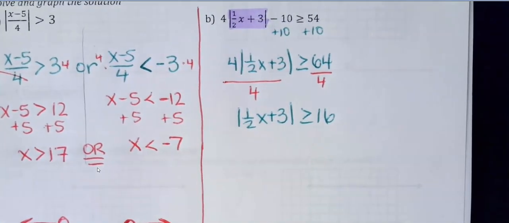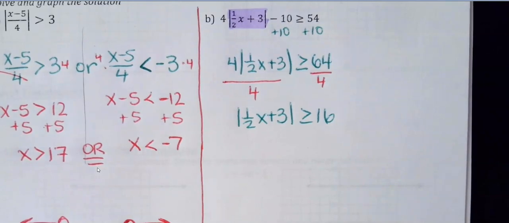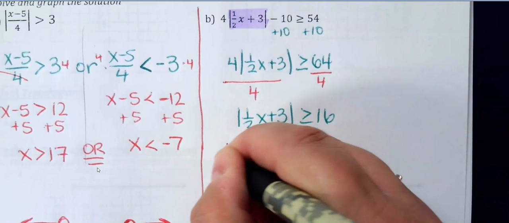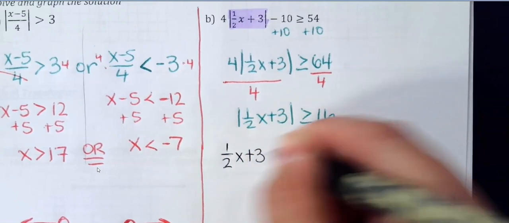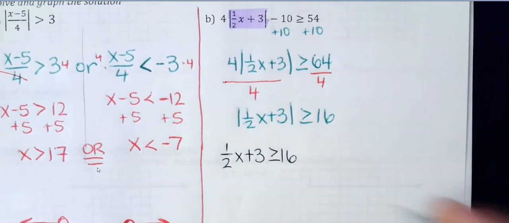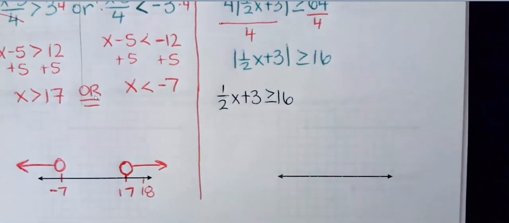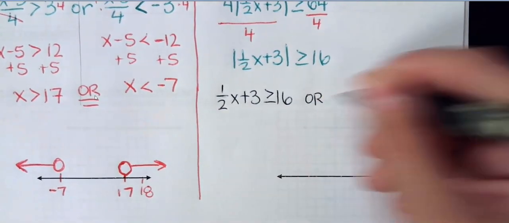All right, once your absolute value is alone, you're going to apply that little definition. So, absolute value all by itself, right? I'm going to drop the absolute value and just copy exactly what I see. I'm just going to write down 1/2 x plus 3 greater than or equal to 16. All right, now, greater means my other inequality is going to be an or statement with this. So these should point away from each other.